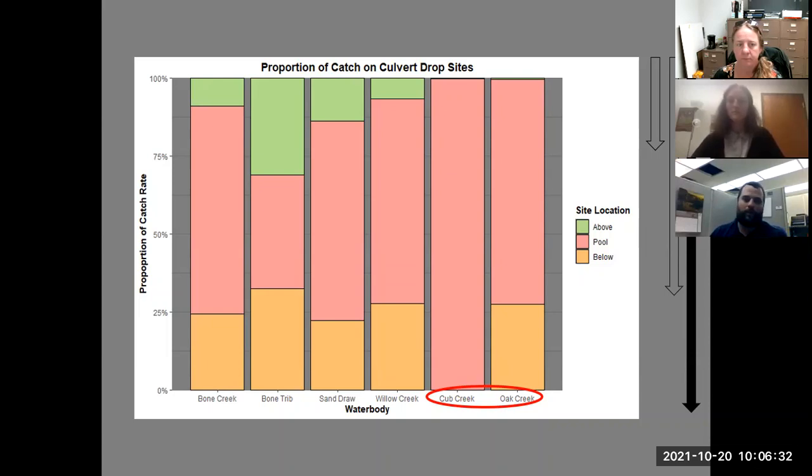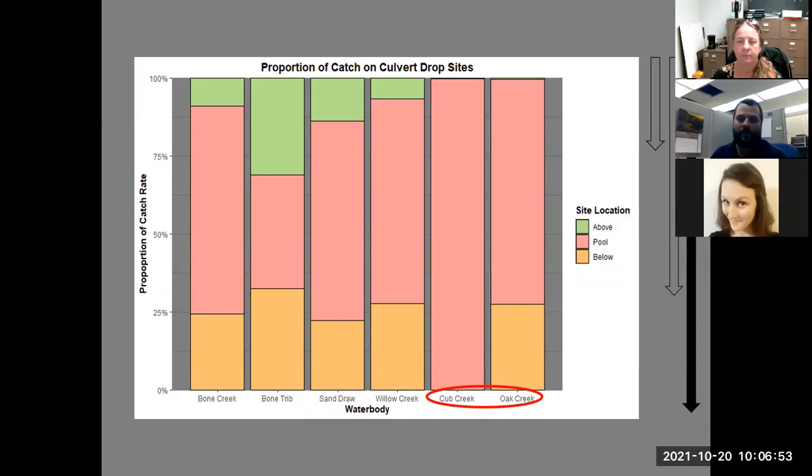One thing to note, Cub Creek, we did not sample below due to its proximity to the Niobrara River. Basically, the culvert comes out into a pool and then is immediately the Niobrara River down below. So that was not sampled there. Otherwise, just showing here that most of our fish, especially as you move down to those higher drops, are found below that culvert in proportion to what we sampled above.